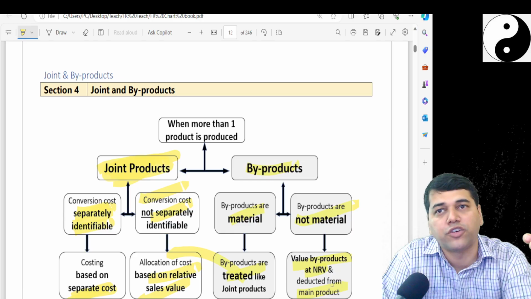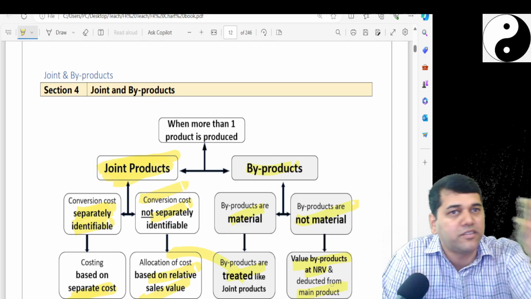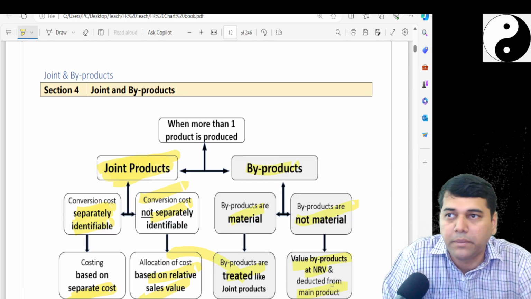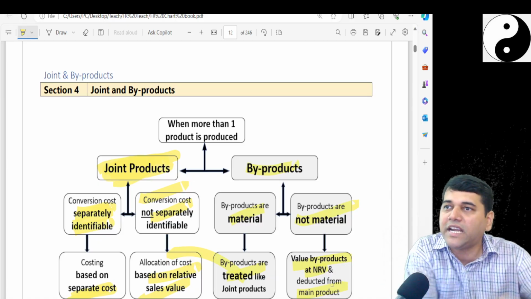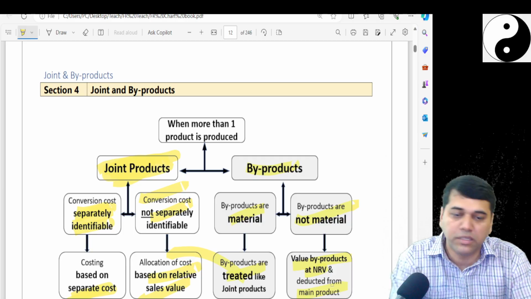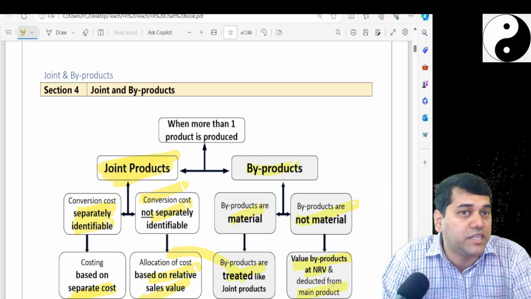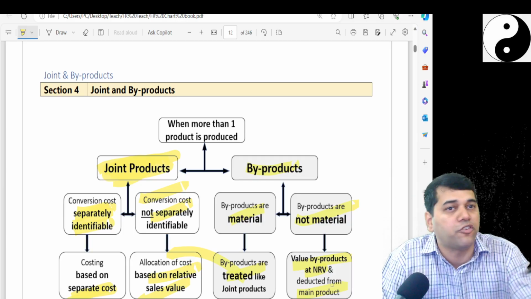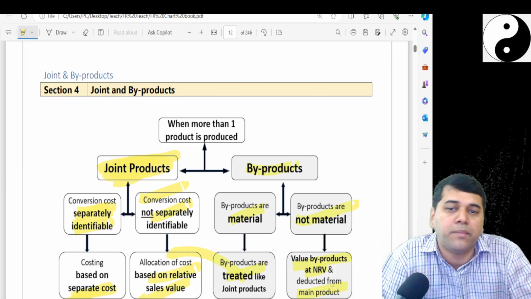Suppose I have to make one visiting card of one particular shape. I got one A4 sheet. While cutting, some paper pieces remain. What will I do? Will I burn it? No, I will accumulate it and one day I will sell it. So in the process of making visiting cards, I get certain pieces of paper which are of use to me. It is the byproduct to me.